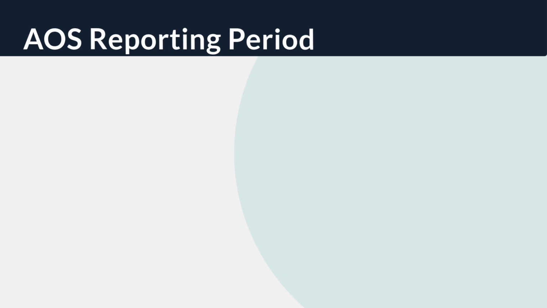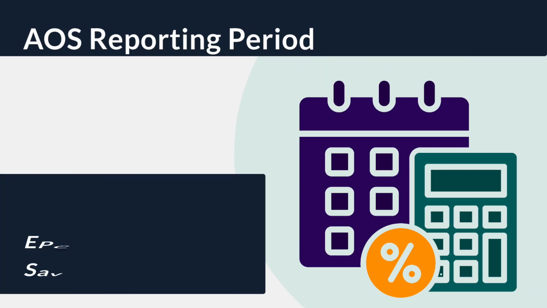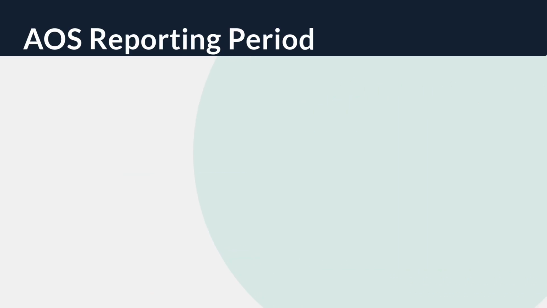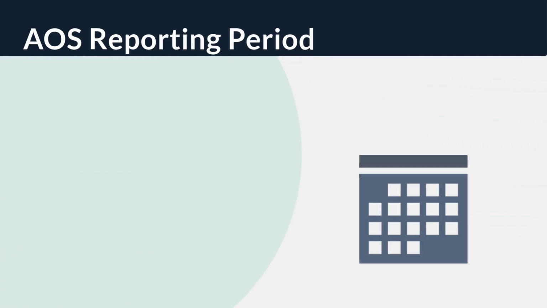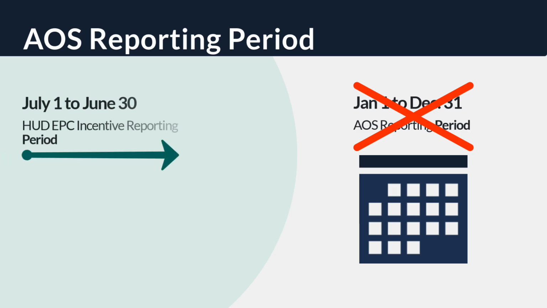EPC incentives, including the AOS incentive, are validated annually as part of the EPC incentive savings verification process, which is in line with your PHA's annual operating subsidy submission process. Previously, AOS followed a calendar year reporting period, January 1st through December 31st. PIH Notice 2024-27 updated the AOS reporting period to July 1st to June 30th, so it now aligns with the frozen rolling base and resident paid utility incentives.